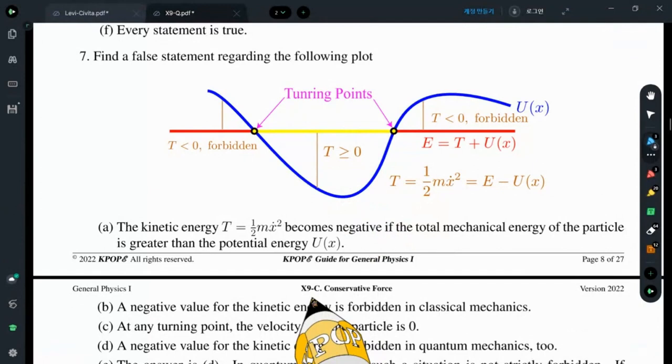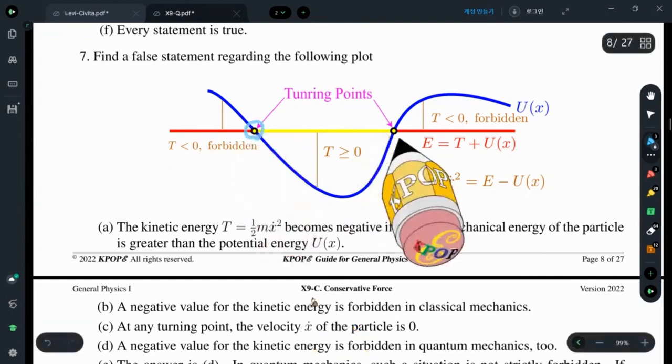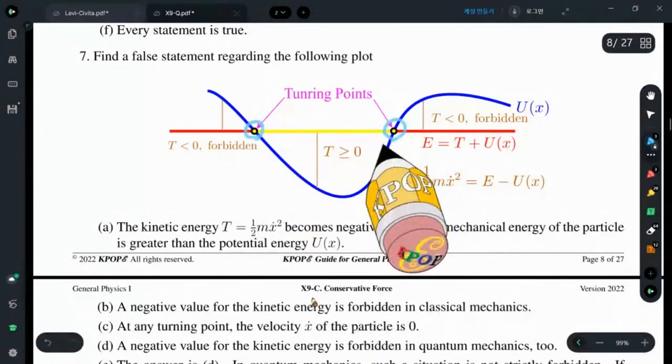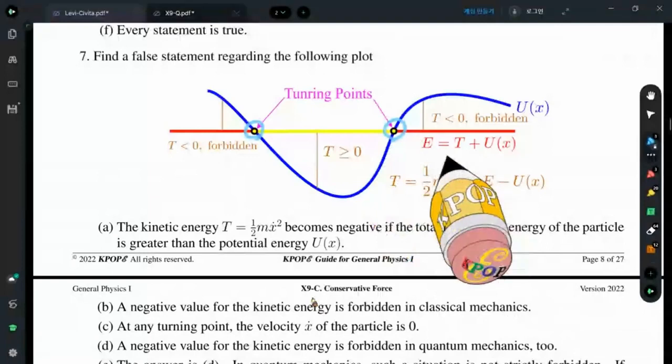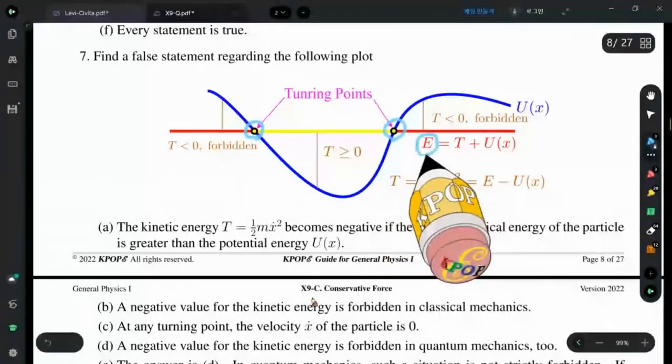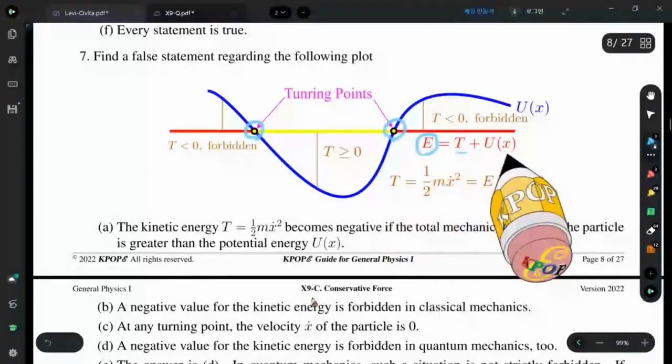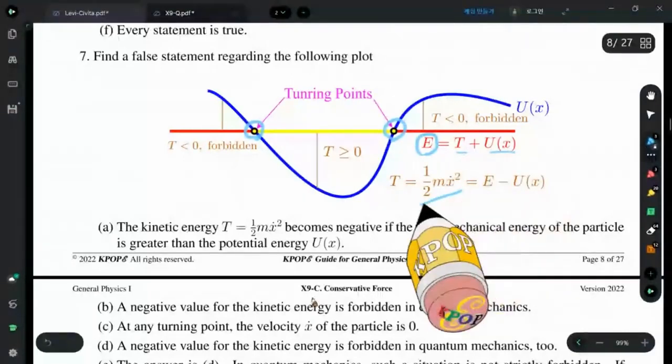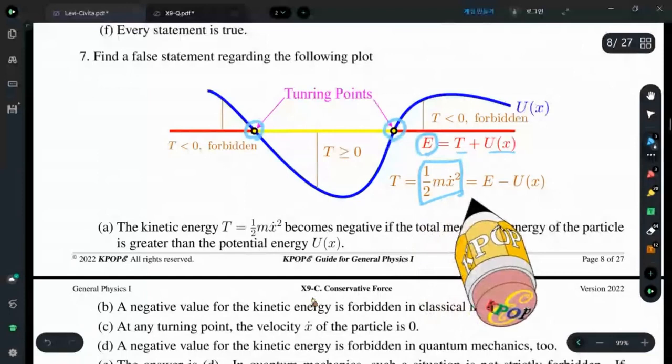When the conservative force is applied to a particle, it always has the turning point. The reason is that the total mechanical energy is the sum of kinetic energy and potential energy, and this kinetic energy is always positive definite.